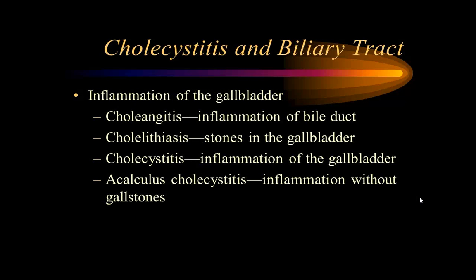Cholecystitis, irritation, inflammation of the gallbladder. Okay. So you can have what's called cholangitis, which is bile duct, or the cholelithiasis, which is stones in the gallbladder. Cholecystitis, of course, is the gallbladder, or the acalculous cholecystitis, where you have inflammation of the gallbladder without gallstones. Acute cholangitis in elderly patients can kill them very easily. So older patients, right upper quadrant, again, that's one of the major things that we think about.